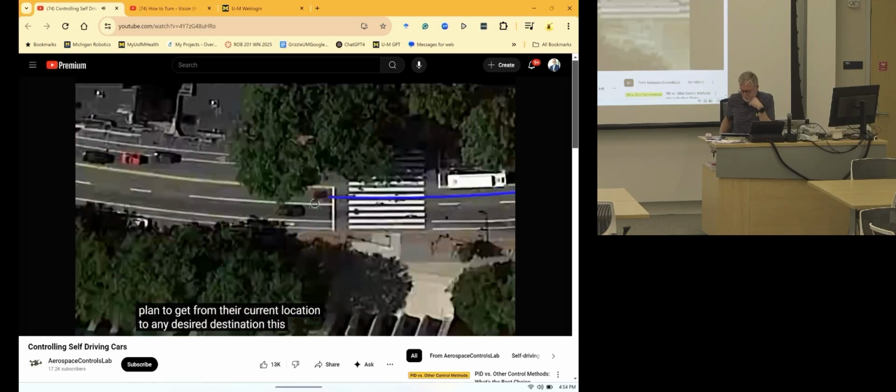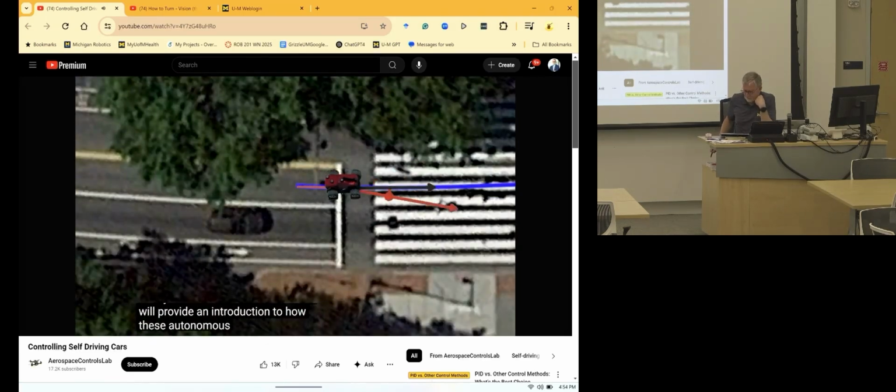This video will provide an introduction to how these autonomous vehicles are then able to follow their desired trajectories.